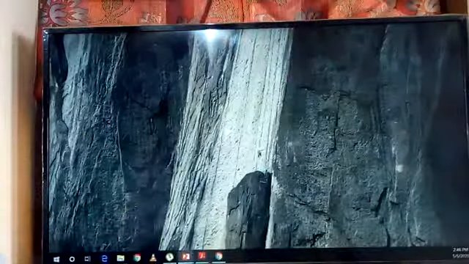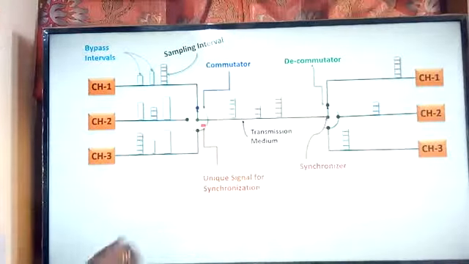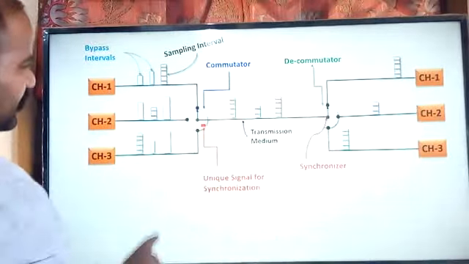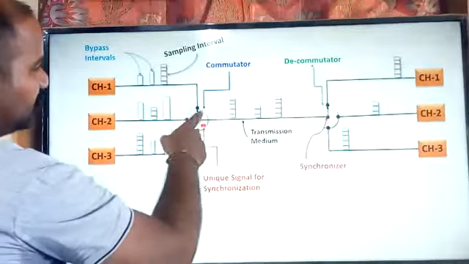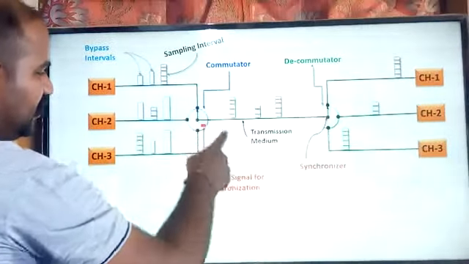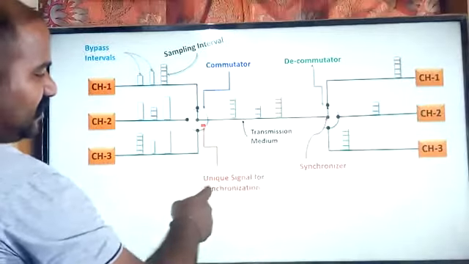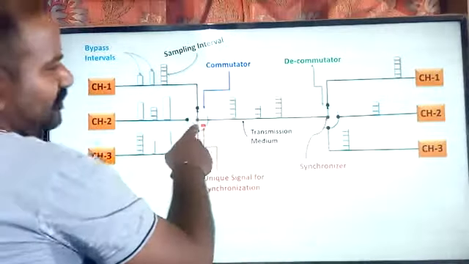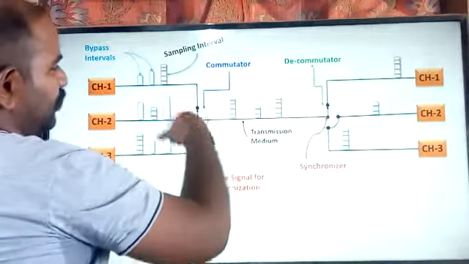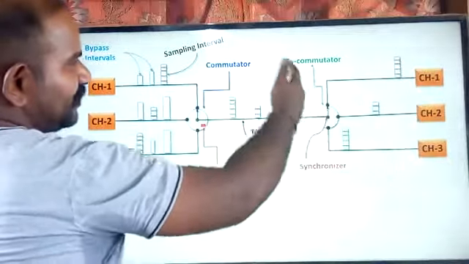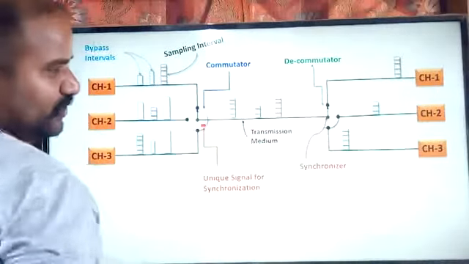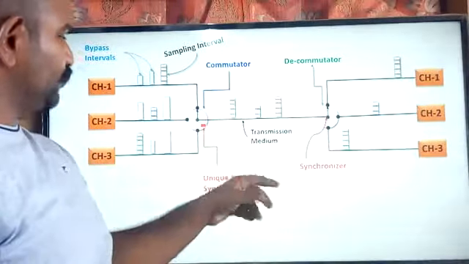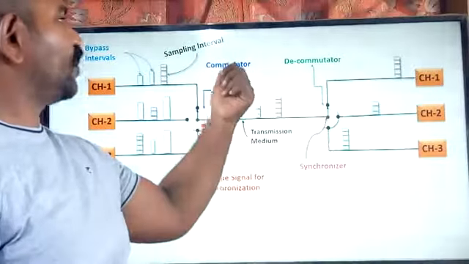Now, if you see this diagram clearly, the commutator is sampling. Let us suppose there are only 3 samples for the explanation. This commutator has a unique signal for synchronization. In order to synchronize the commutator with the decommutator, at the same speed the commutator samples, the decommutator should desample, meaning receive the information and send it to the respective channels. So we have one synchronization signal between the commutator and decommutator.